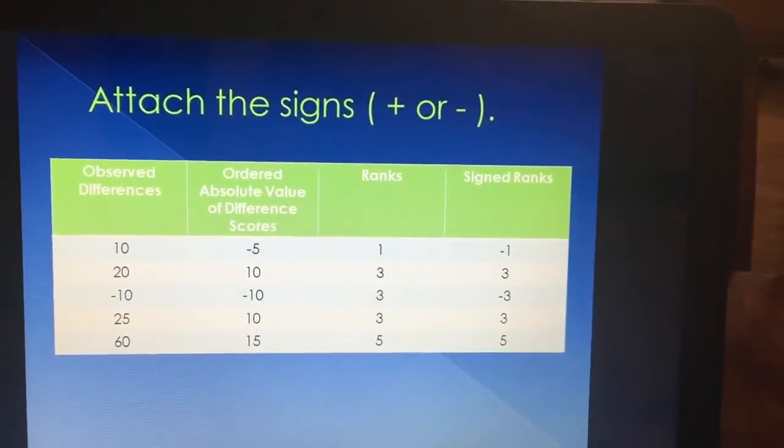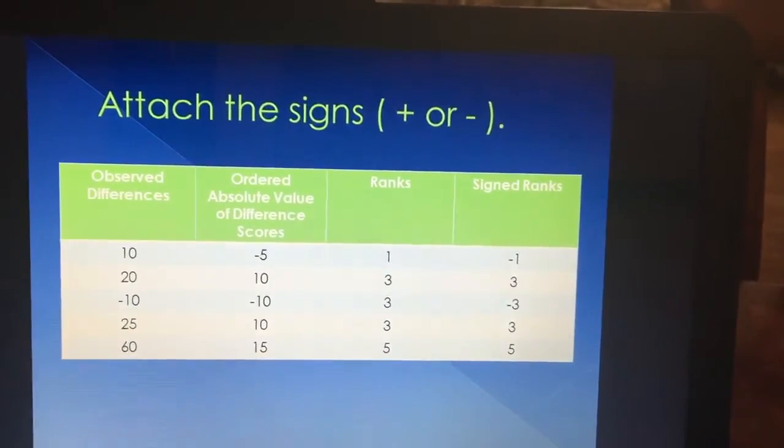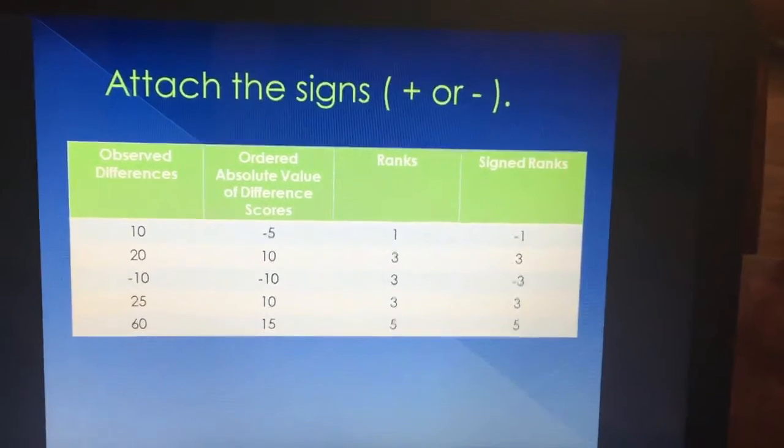The final step is to attach the signs, positive or negative, of the observed differences to each rank as shown below.